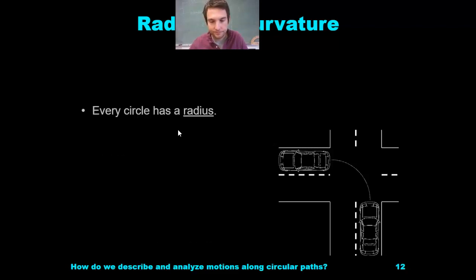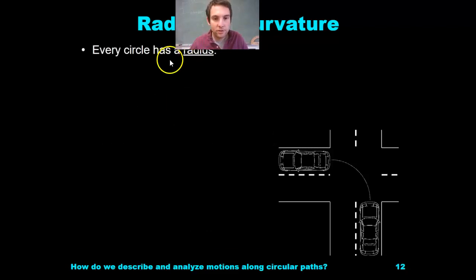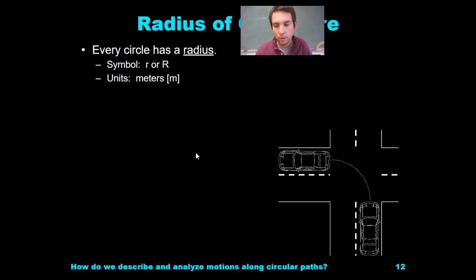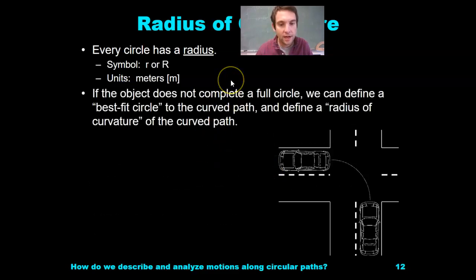Radius of a curve. Every circle has a radius. The symbol is lowercase r, or capital R, depending on the situation and the given problem. Units, we will use meters for radius. If the object does not complete a full circle, we can define a best fit circle to the curved path and define a radius of curvature to the curved path.